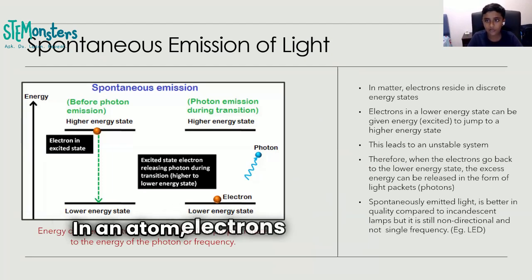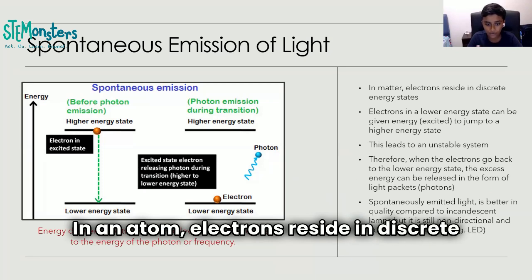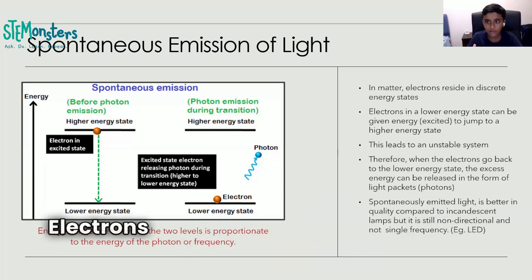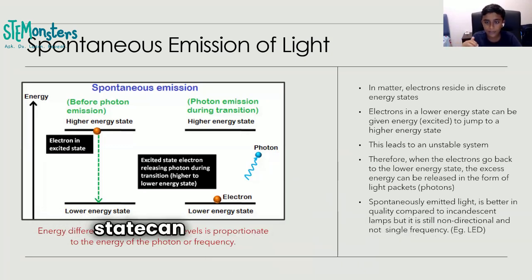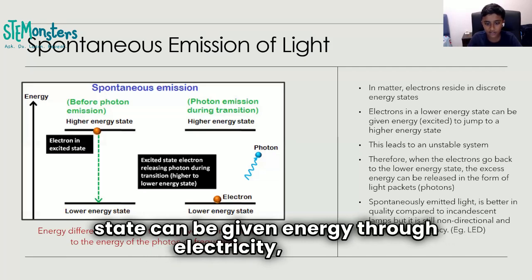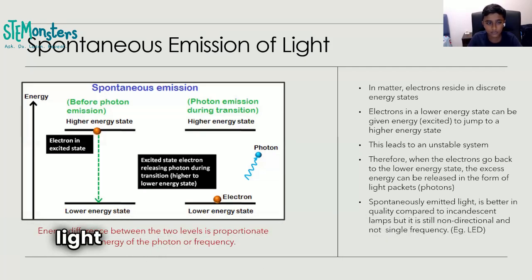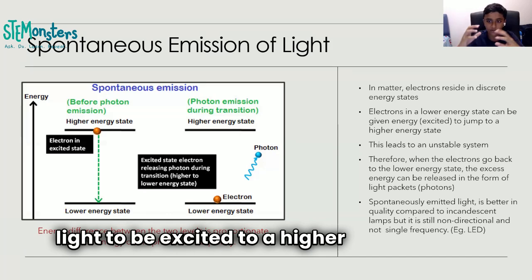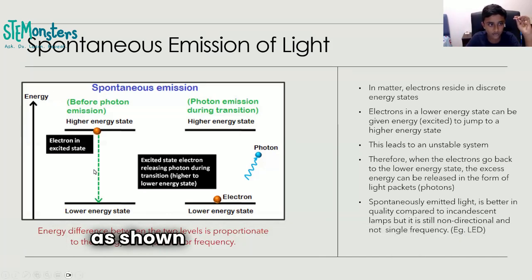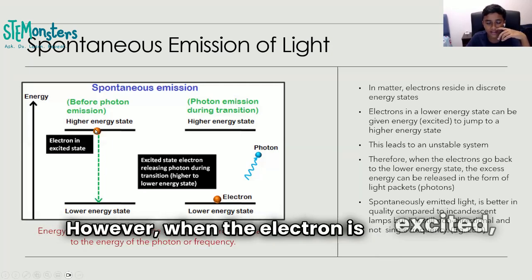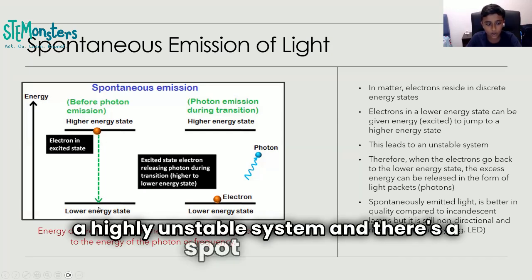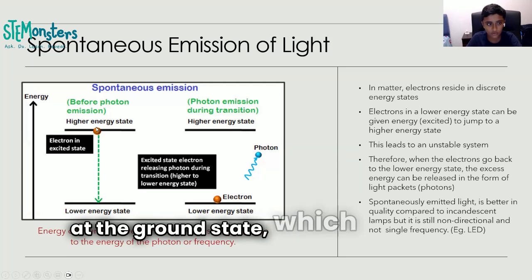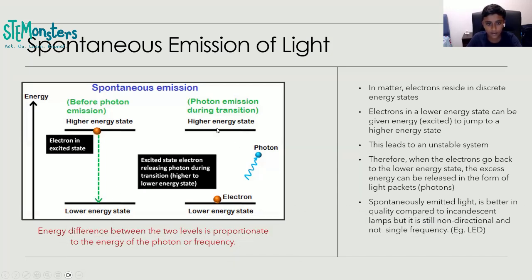In an atom, electrons reside in discrete energy states. Electrons in a lower energy state or the ground state can be given energy through electricity, heat, or light to be excited to a higher energy state, as shown over here in the diagram. However, when the electron is excited, it leads to a highly unstable system as there's a spot missing at the ground state, which is its natural spot.